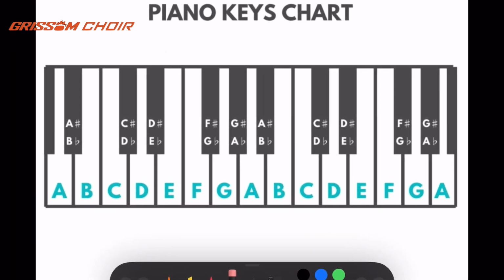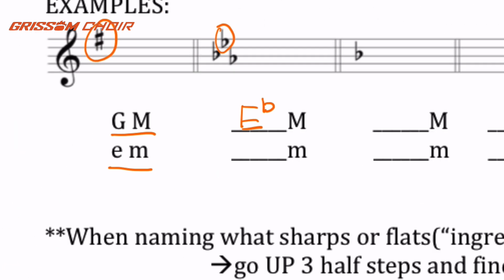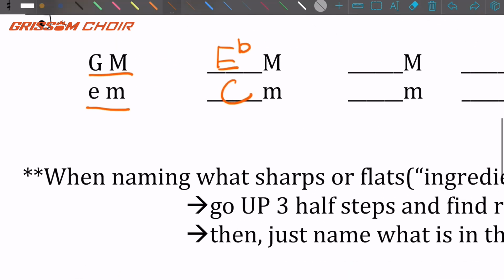Next, you go over to the piano. You identify E flat. Here is E. There is E, so you have to go to this next one over right here to find E flat. Then you count 3 half steps below, so we'd go 1, 2, 3. The relative minor of E flat major is C minor.